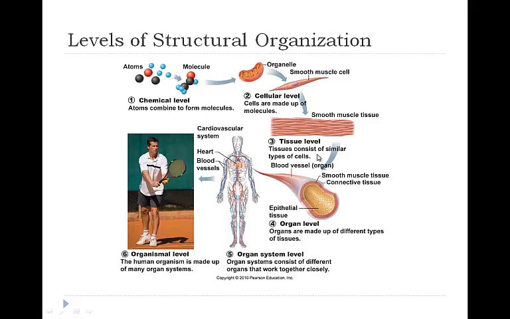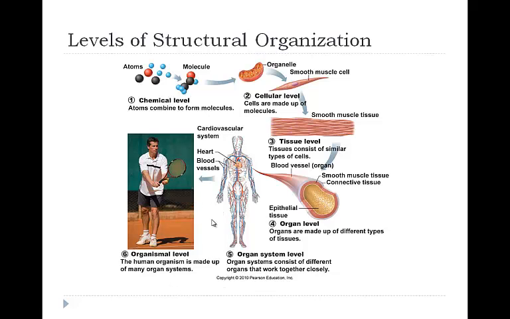When we take a bunch of organs and put them together, veins, arteries, my heart, all of a sudden we have an organ system. So that could be like my cardiovascular system. We have my veins, we have my arteries, we have the heart. So these are a bunch of different organs together.